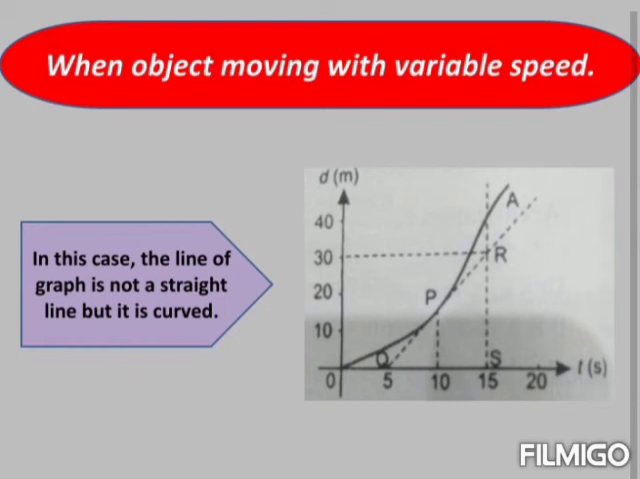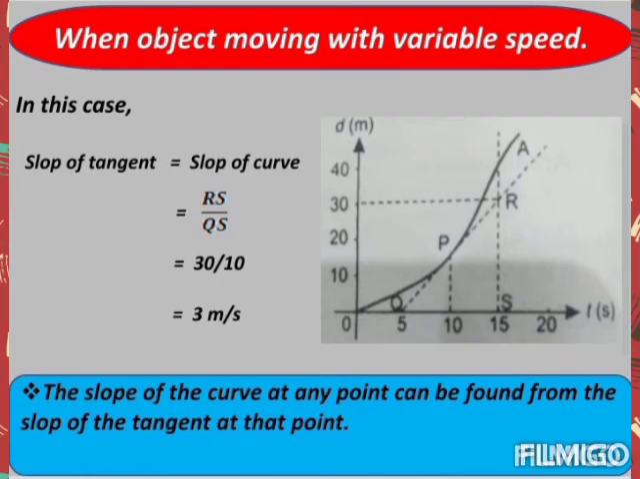So we have to draw the vertical lines from point P towards the time axis and from point R towards the time axis. Okay, now by drawing this construction, we can easily find out the value of variable speed. It is compulsory to draw the tangent. Now we have to find the slope of the tangent, the value of variable speed.